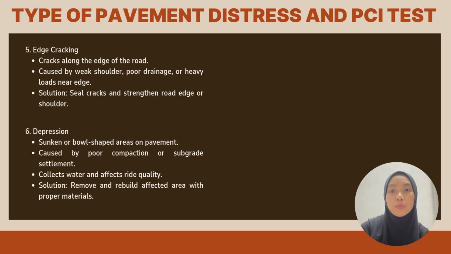So the last one is depression. This is a sunken spot on the road. It forms from poor compaction or settling soil. It holds water and makes the road worse. Fixing it means removing and rebuilding the area.